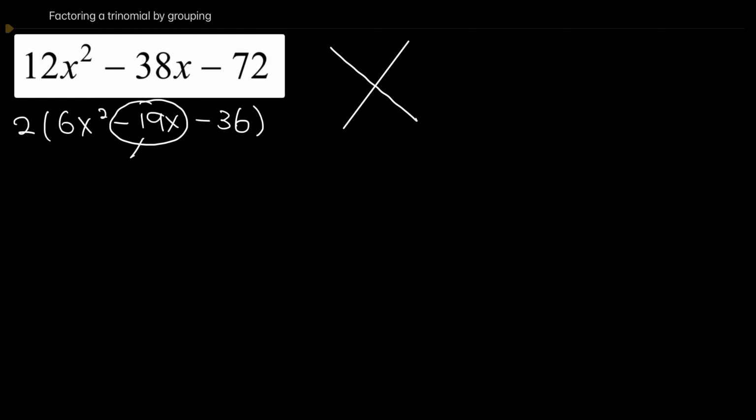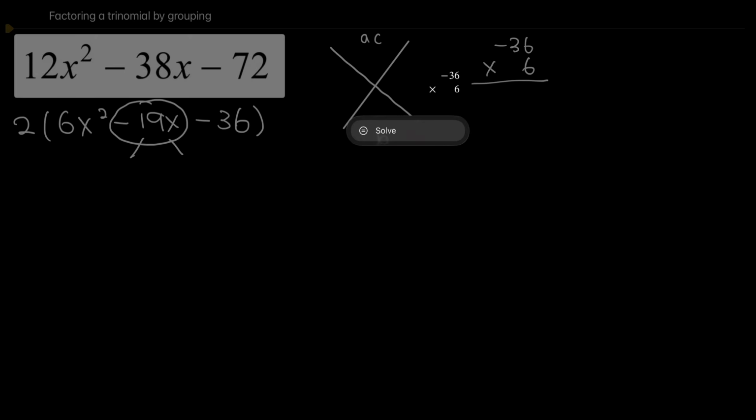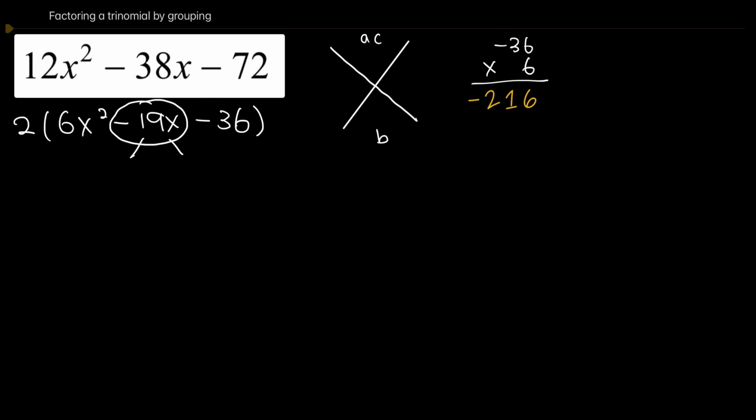So then, to make it into 4 terms, I have to split up negative 19x into 2 terms. To do that, I have to put the AC on top, B on the bottom. A is 6, C is negative 36. So negative 36 times 6, we can solve for it: negative 216.